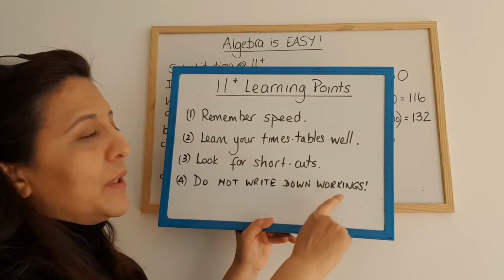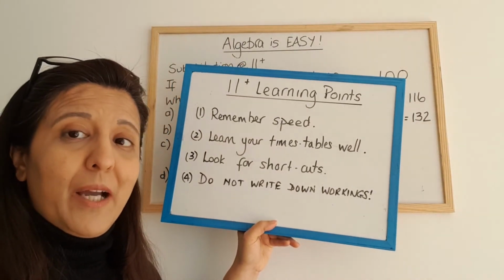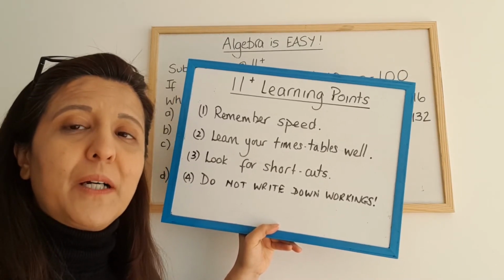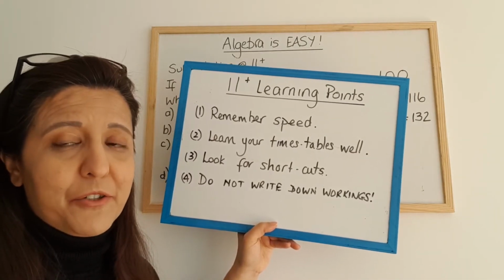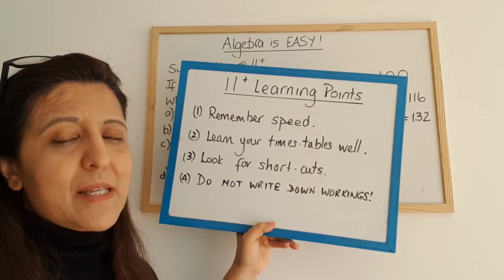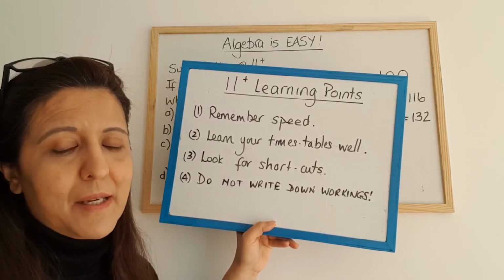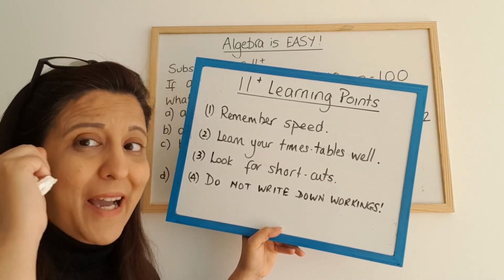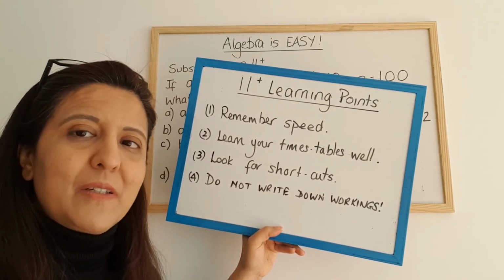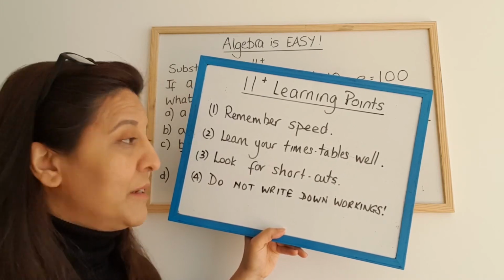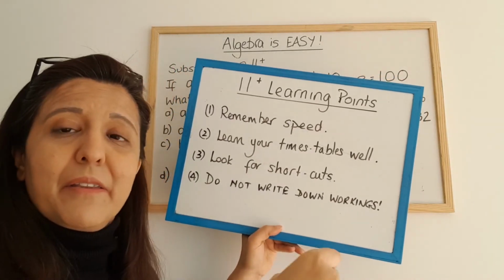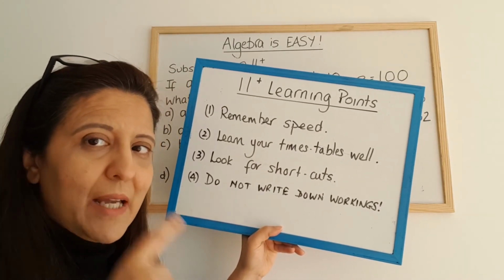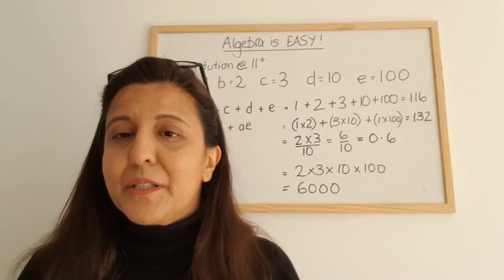Do not write down workings. Now, this is an interesting one because as you get older and you do your GCSEs, it's important to understand that you will be asked to show your workings. And even for those children who are doing the independent school tests, they will be asked to show their workings and they do have to learn to be able to show their workings. But for 11 plus, you don't have time. You don't have time to write it all out. So you have to do it all in your head. So it's an important distinction to understand that 11 plus, you actually don't write your workings, but in other tests, you probably will need to, okay? So when you sit down and have the correct mindset that you're going to be focused on timing and going to be doing it quickly.